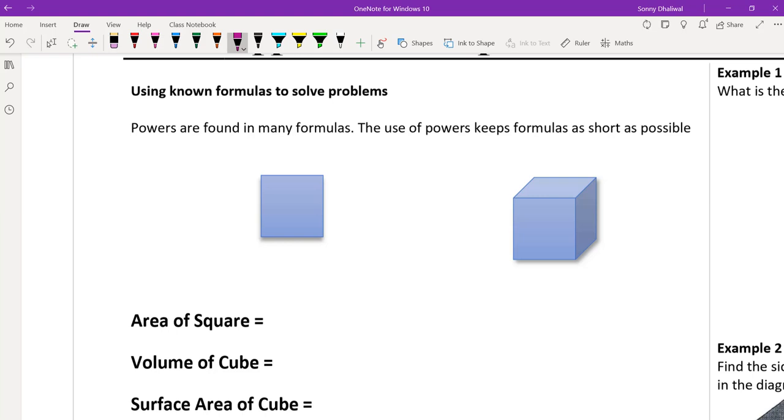You remember what the formula for area of a square is? We talked about it the other day. Length times width. That's for a rectangle, which is fine. But on a square, all the sides are the same. So I can go side times side. So area of a square is side times side, or written as an exponent, side squared. All right?